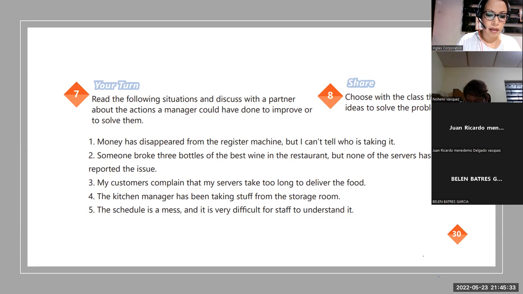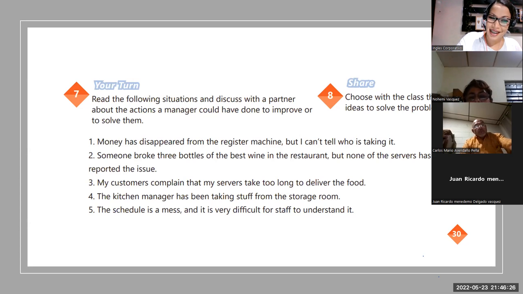If money had disappeared from the register. Okay, como no puedo decir quién fue, podría decir, ¿qué hubiera hecho yo? I would have written a secret note to the manager. Okay. Entonces, se me olvidó poner la coma, mire qué bonito. ¿A dónde iría la coma? Dígame. Register machine. Ajá, después de register. Ok, sí pusieron atención. Entonces, if money had disappeared from the register, comma, I would have written a secret note to the manager.